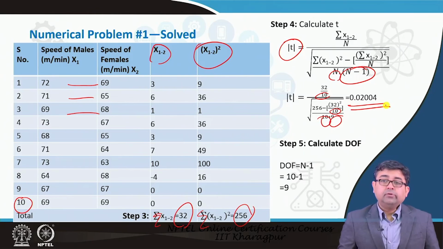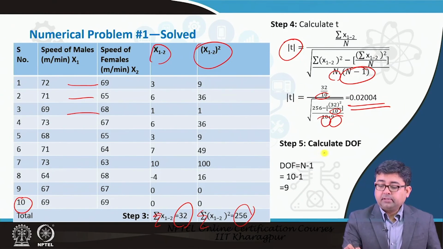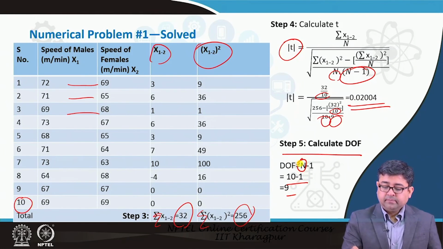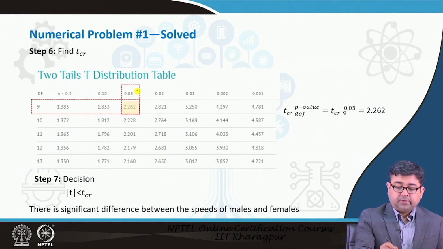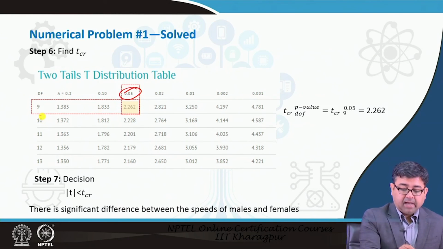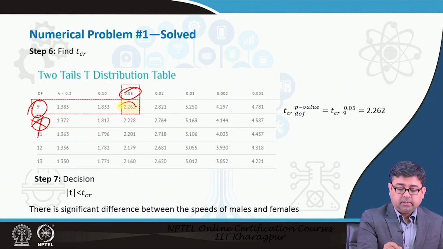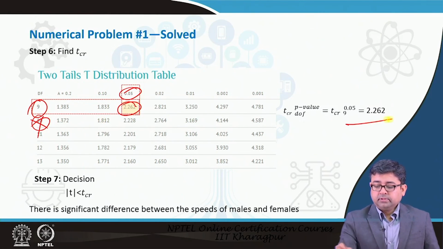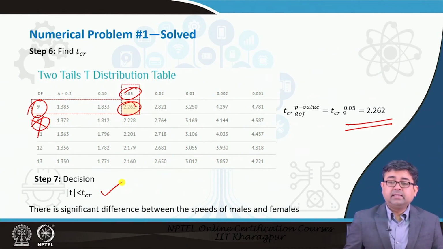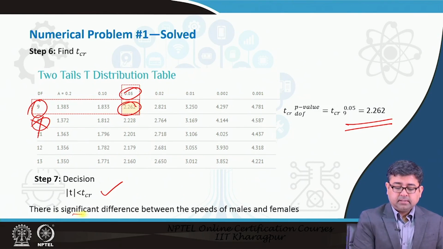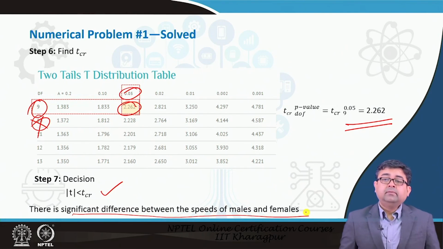0.02004. Now, you need to know the t critical value for the degrees of freedom of 10 minus 1, that is 9, since n is 10. If you look at the standard table for 0.05 and degrees of freedom 9, your t critical value is 2.262. What that means is your t value is less than your t critical, which means there is a significant difference between the speeds of male and female.